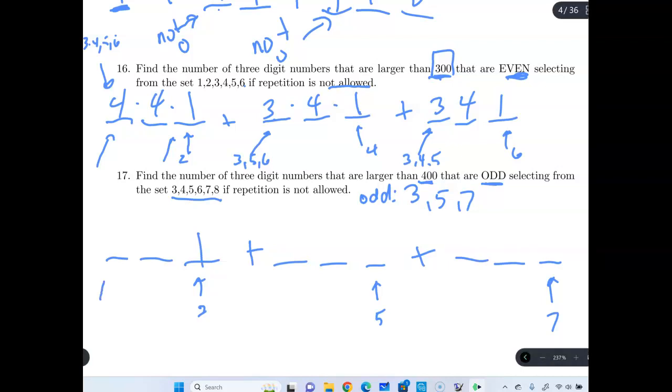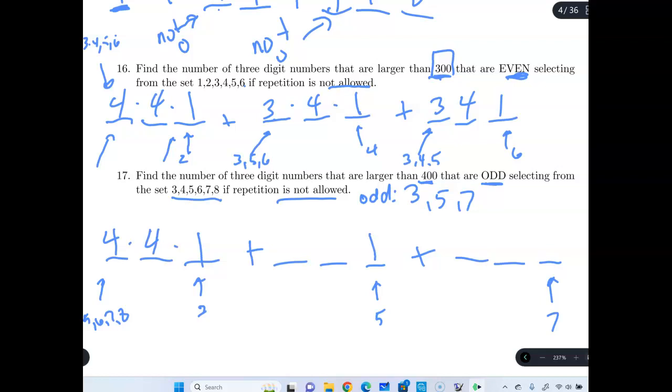Then this first digit, what choices do I have? It's got to be bigger than 500. So I can use 5, 6, 7, or 8. So there's 4 choices for that first digit. And then this last digit, repetition is not allowed, so I have 4 choices again.